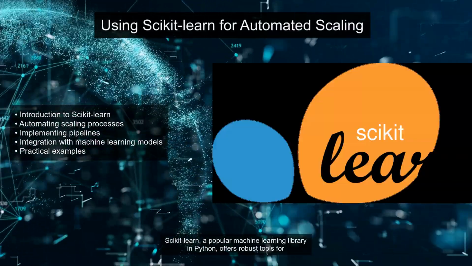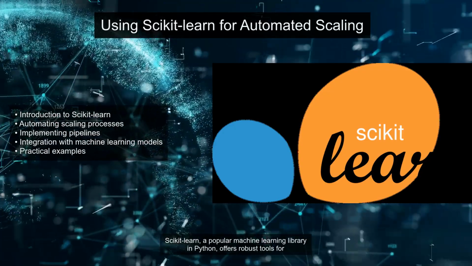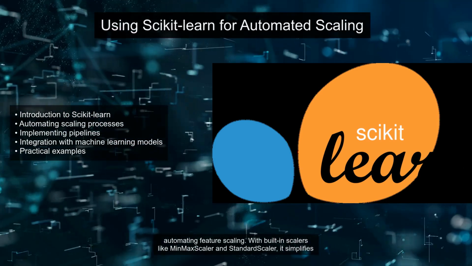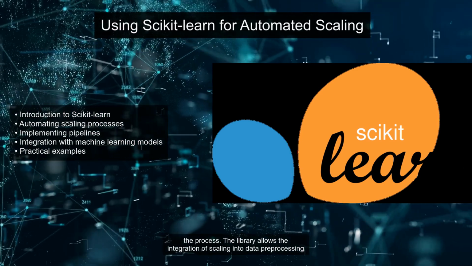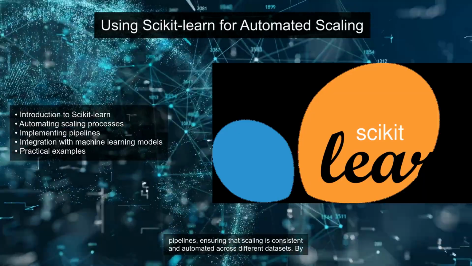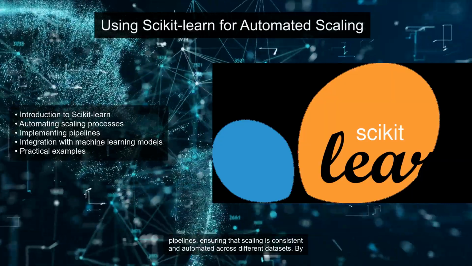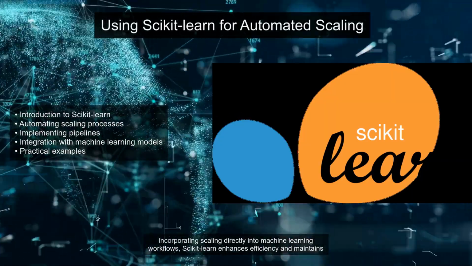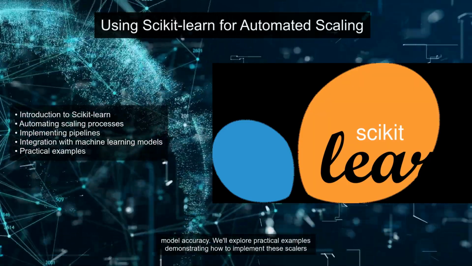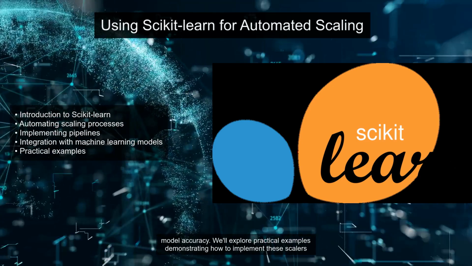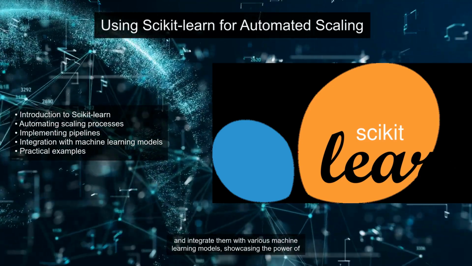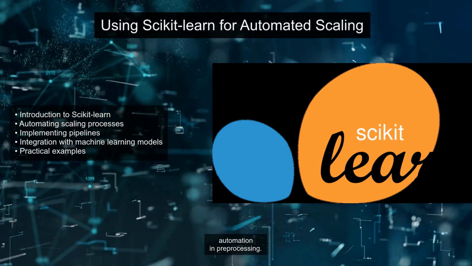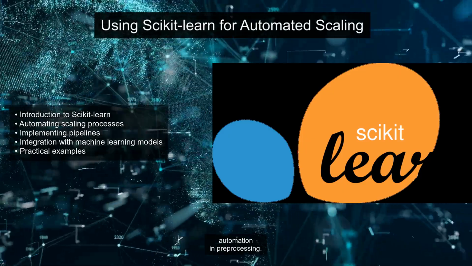Scikit-learn, a popular machine learning library in Python, offers robust tools for automating feature scaling. With built-in scalers like MinMaxScaler and StandardScaler, it simplifies the process. The library allows the integration of scaling into data preprocessing pipelines, ensuring that scaling is consistent and automated across different datasets. By incorporating scaling directly into machine learning workflows, Scikit-learn enhances efficiency and maintains model accuracy. We'll explore practical examples demonstrating how to implement these scalers and integrate them with various machine learning models, showcasing the power of automation and preprocessing.